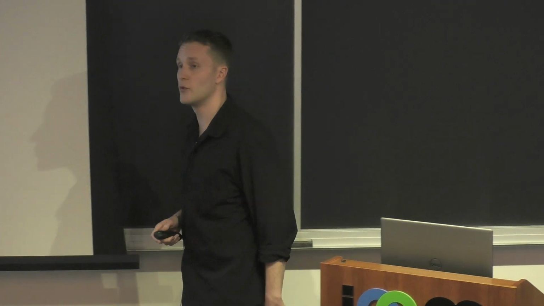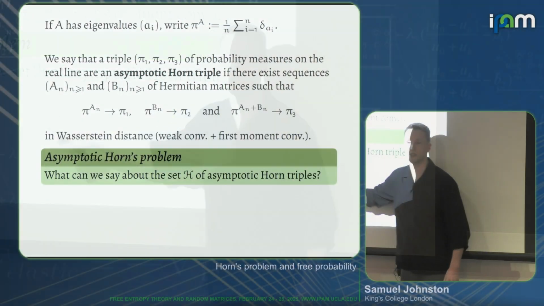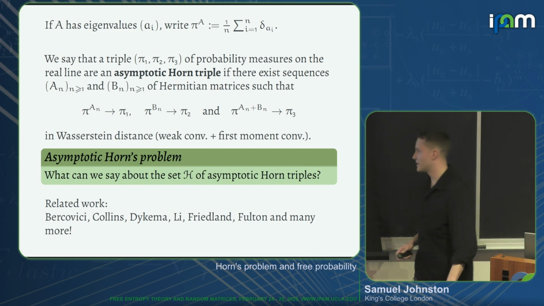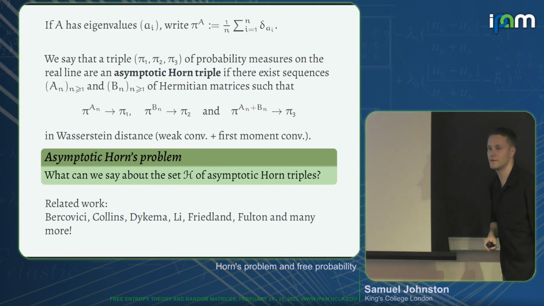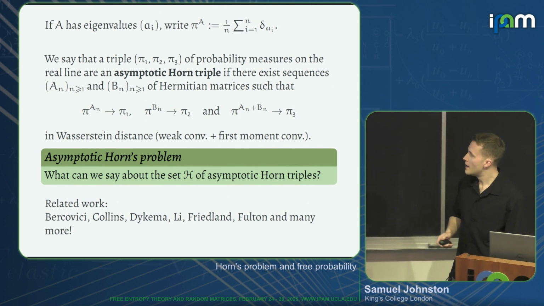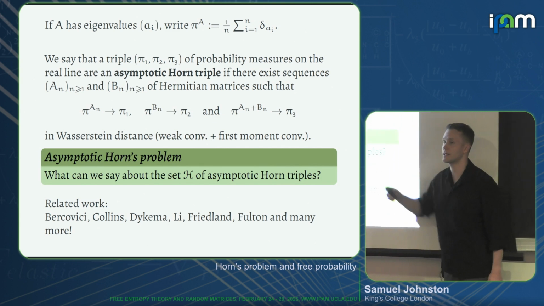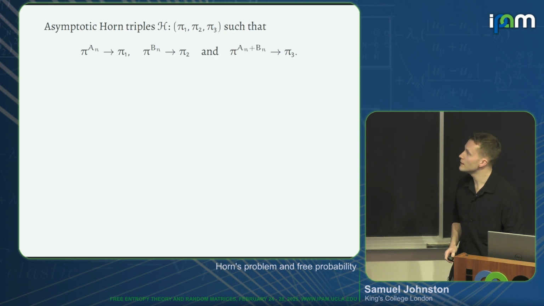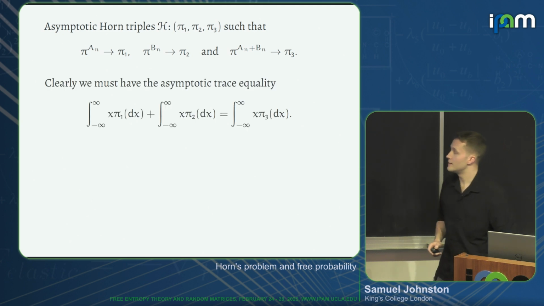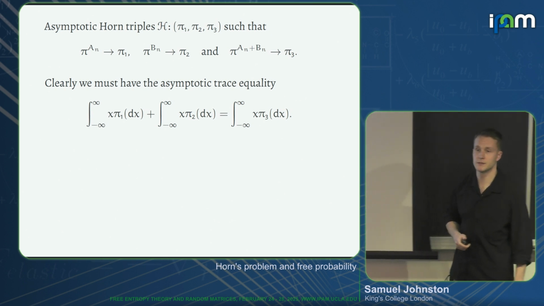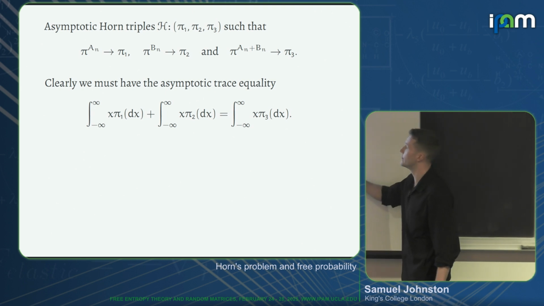So the asymptotic analog of Horn's problem is: what can we say about this collection H of triples of probability measures? There's been related work on characterizing the set H from an operator algebras perspective by the likes of Belinschi, Collins, Dykema, Lee, Friedland, Fulton, and many more. But we'll be interested in characterizing this set H from the perspective of the Horn inequalities themselves. In other words, how do these inequalities behave asymptotically? So just recapping, that's our set H. It's the set of triples of this form. Let's observe immediately that any such triple of probability measures must satisfy this condition on their first moments. This is an asymptotic residue of the trace equality.